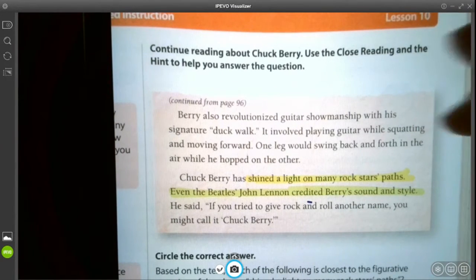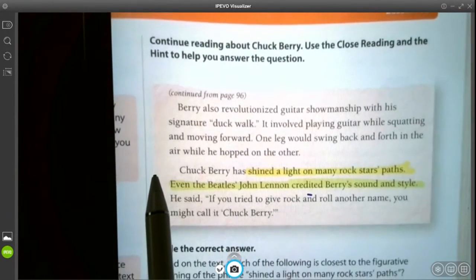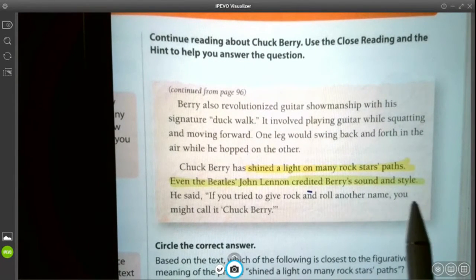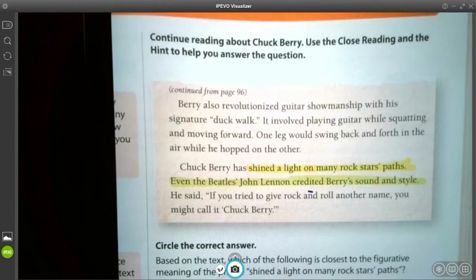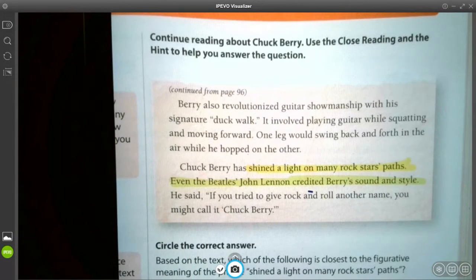Okay, so what I'm going to do to answer this question is I'm going to use this sentence right here that says Chuck Berry shined a light on many rock stars' paths and think about how John Lennon credited his sound and his style. Because John Lennon was very famous as well, and he came after Chuck Berry. So I'm guessing he is used as an example because Chuck Berry shined a light on rock stars such as Lennon's paths. So what I'm going to do is start the sentence with Chuck Berry, and I'm going to actually fill in what it says on A, B, C, and D to figure out the best answer.